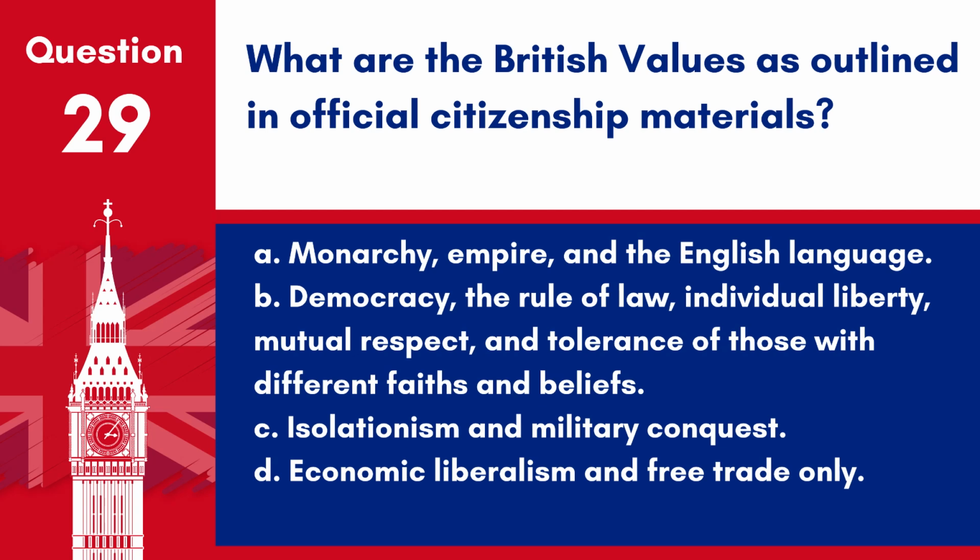What are the British values as outlined in official citizenship materials? A. Monarchy, empire, and the English language. B. Democracy, the rule of law, individual liberty, mutual respect, and tolerance of those with different faiths and beliefs. C. Isolationism and military conquest. D. Economic liberalism and free trade only.